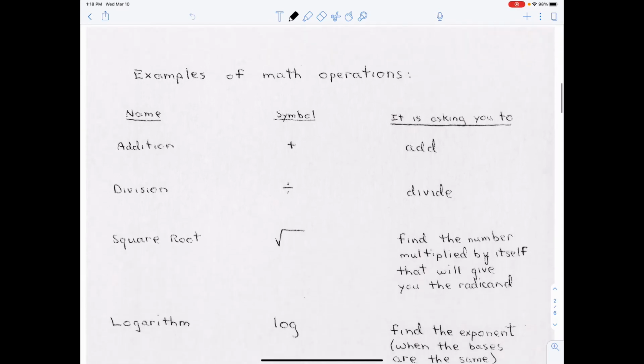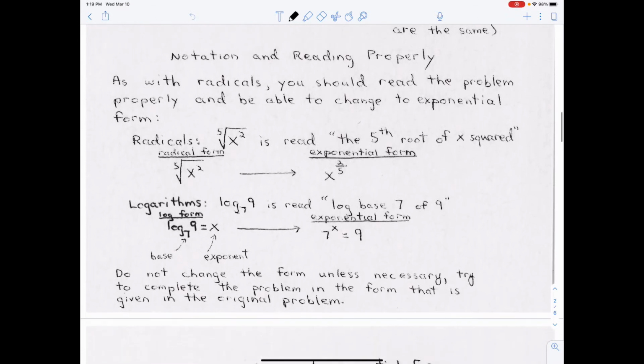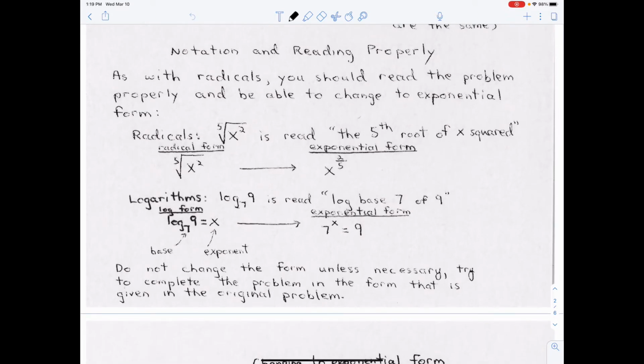Okay, what do I mean by a math operation? Like addition, division, square root, log. They're all telling you to do something. So make sure you understand that. So for instance, here, when I ask you to take the square root of something, I'm saying what times itself 5 times gives you x squared, whatever. That's what a radical is. It's asking you to do something.